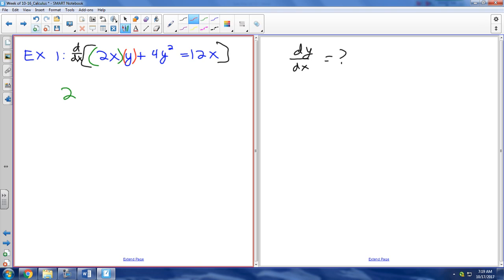So here, when we take the derivative of the first, it's 2, times the second as is, y, plus the derivative of the second. Well, what's the derivative of y? It's dy dx, right?